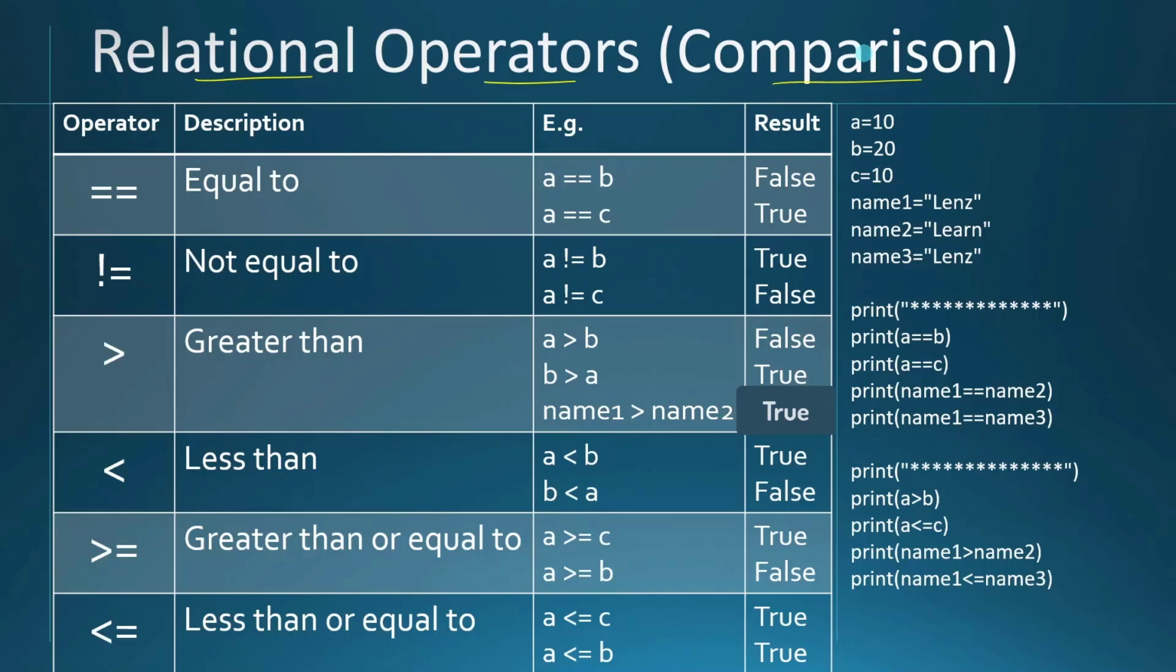So that is the job of this operator. So now let us see with examples. Let us assume that the value stored into A is 10 and value stored into B is 20. So now let us start.